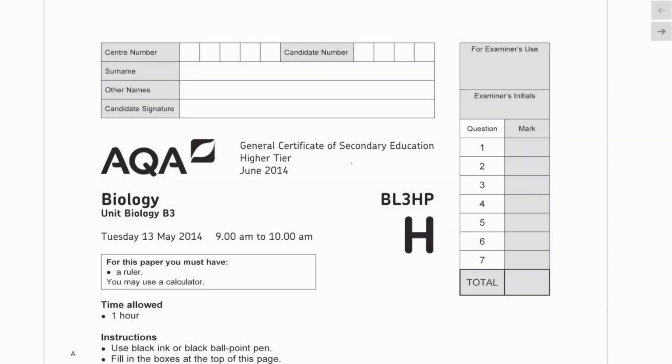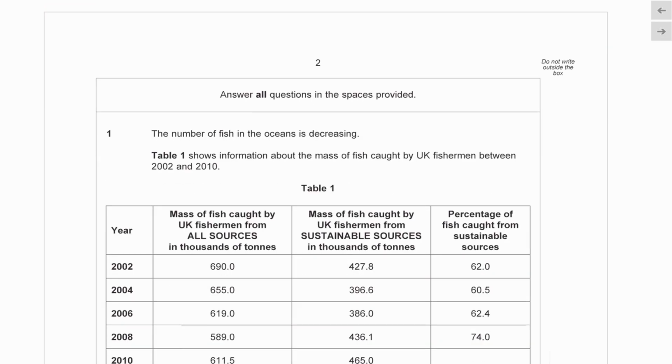Okay, hi, so welcome to this video where we're going to be going through the entire of Biology Unit 3. This is the AQA Higher paper from May 2014. So this is the B3 paper, May 2014, and we are going to be doing the entire paper. As usual, please feel free to pause, rewind the video and go at your own pace if I'm going too quickly, but we're going to jump straight in with question 1.